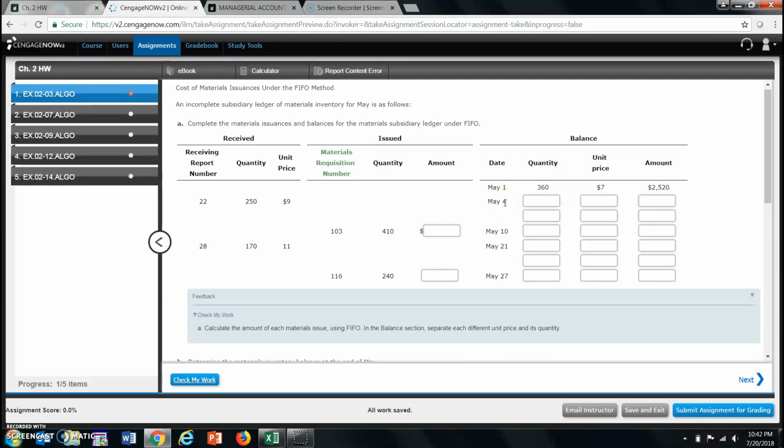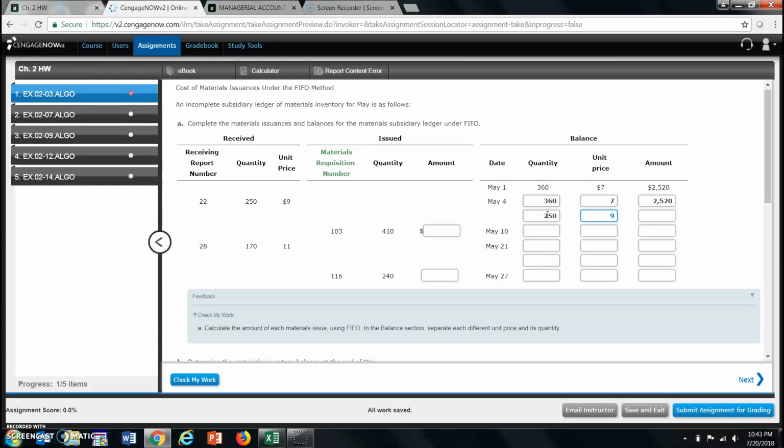What happens on May 4th? Well, we're going to have to fill in what our ending inventory is. Well, we have some information down here. It's telling us that we purchased an additional 250 units, and we paid $9 each for them. So I have still this initial bucket of 360 units at $7 each for a total of $2,520.